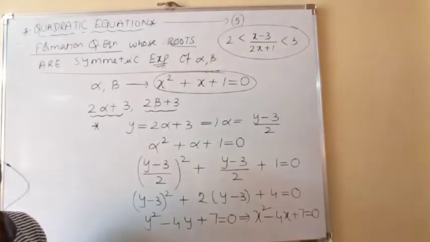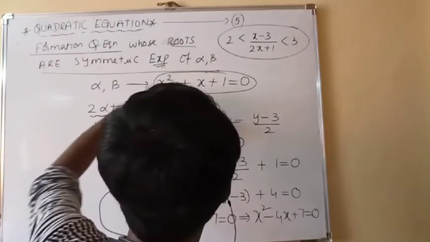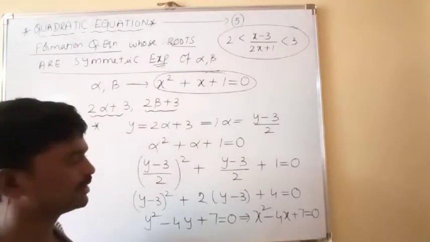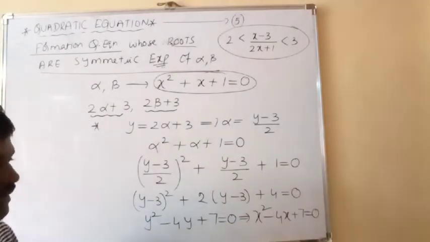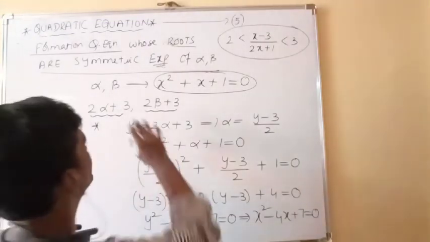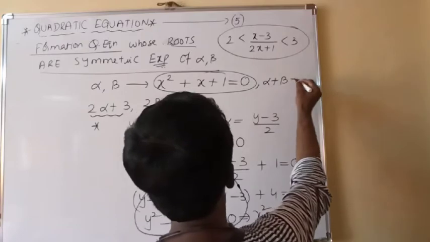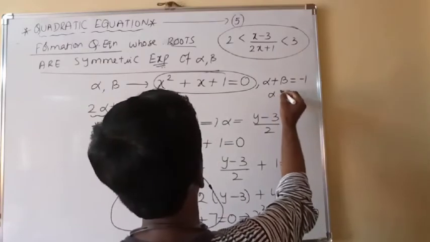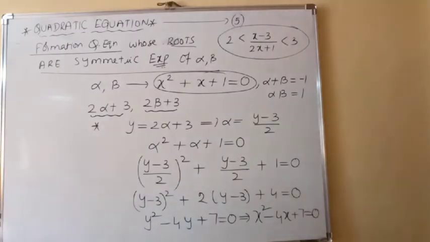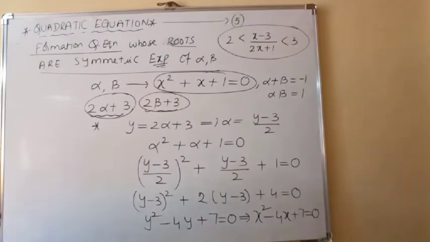So this is the one method. One more method also you can do like this. As alpha and beta are the roots of x square plus x plus 1 is equal to 0, without finding alpha and beta, I am finding the quadratic equation whose roots are 2 alpha plus 3 and 2 beta plus 3. As alpha and beta are the roots of this quadratic, what is the sum of the roots? By the formula minus b by a, minus 1. Product of the roots, c by a by the formula, what you will get? 1.